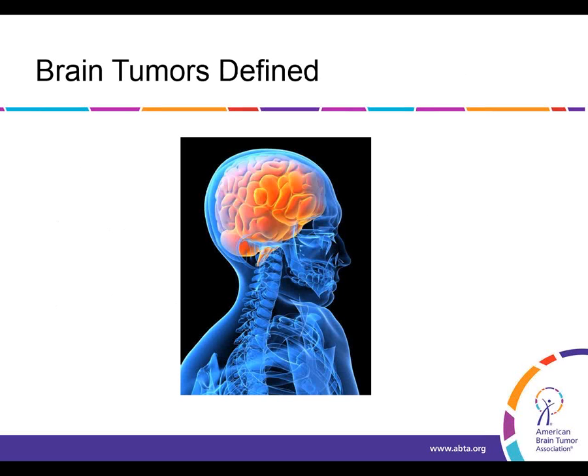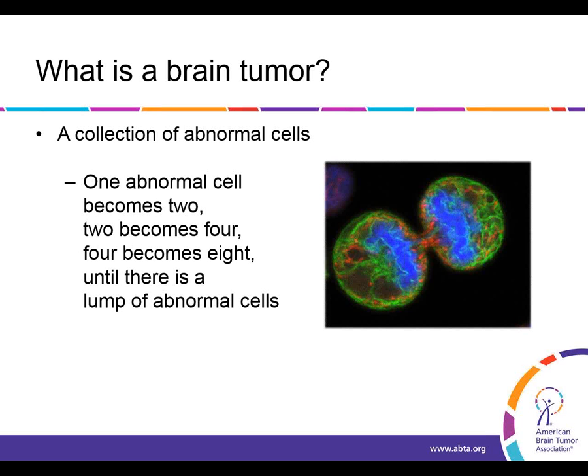What is a brain tumor? A brain tumor is a collection of abnormal cells. One abnormal cell becomes two, two become four, four become eight, and they develop into a lump of cells, and they ultimately form a tumor.